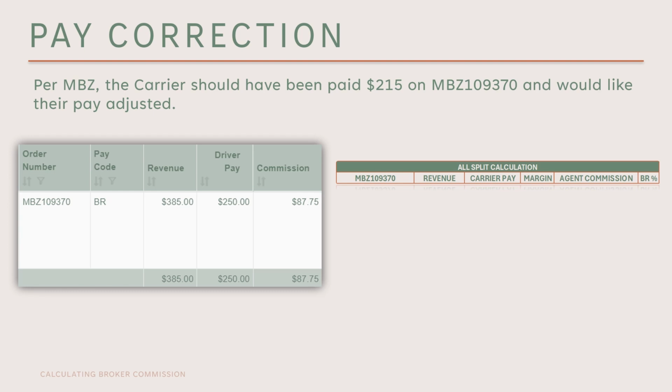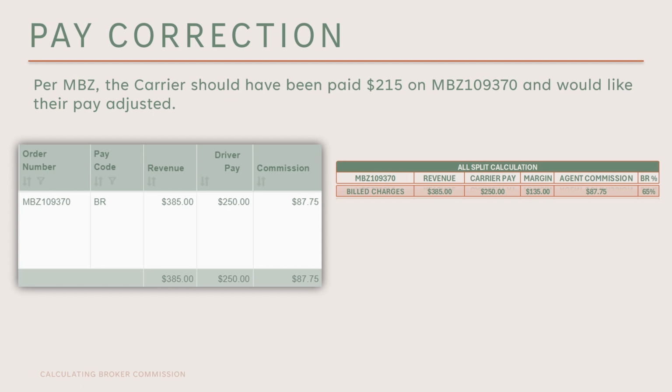So first we're going to start with our build charges. So we know our total revenue for this load was $385. Our carrier was paid $250, which gave us a margin of $135. And of that, the agent received 65%, which was 87.75.